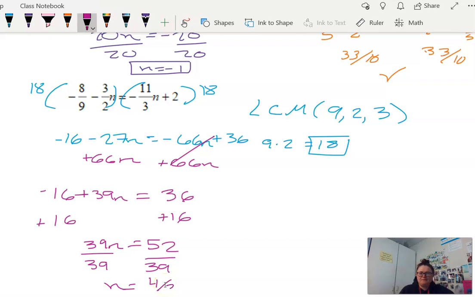And don't freak out if you get a fraction on these, because if I give you fractions, expect you might get fractions as an answer. Honestly, fractions are always an option as an answer. I've just been being nice.